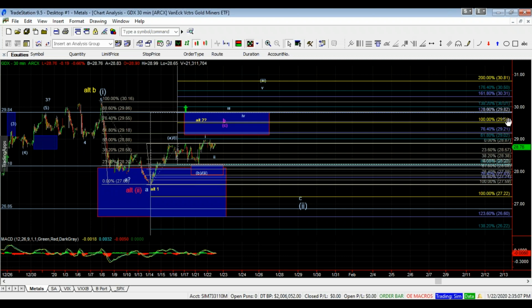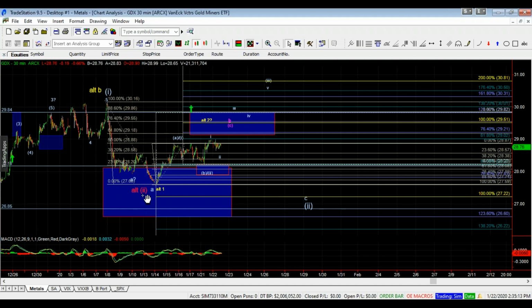But if we start breaking through 2950 and then 2982, then the odds would start to shift that we've already bottomed into wave 2 and are breaking out. Excuse me.